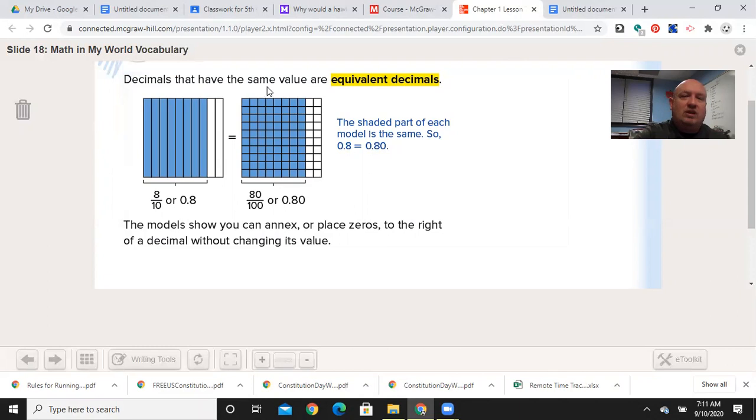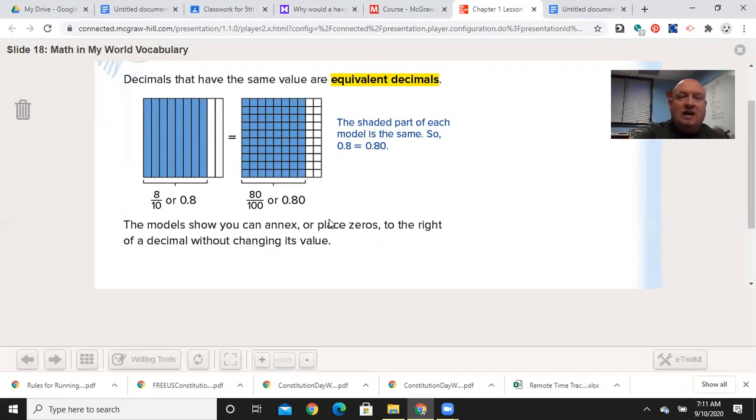So we say that decimals that have the same value are equivalent decimals. And you can see here the "equi" kind of sounds a lot like equal because it has the same root, and therefore we know that they are the same. So 8/10 could be shaded in as 8 columns. Or if I made this into a hundreds chart and colored in the exact same amount, it's 0.80. There's 80 colored in or there's 8 colored in, but it's the same proportion of the whole.